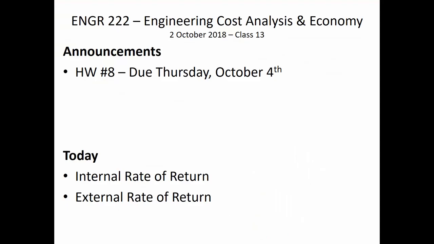And today, the topics we're going to be discussing are the internal rate of return and the external rate of return. There are a couple of different applications and a couple of different assumptions that distinguish when you would use internal or external. So unless there are any questions, we'll go ahead and get right into it.